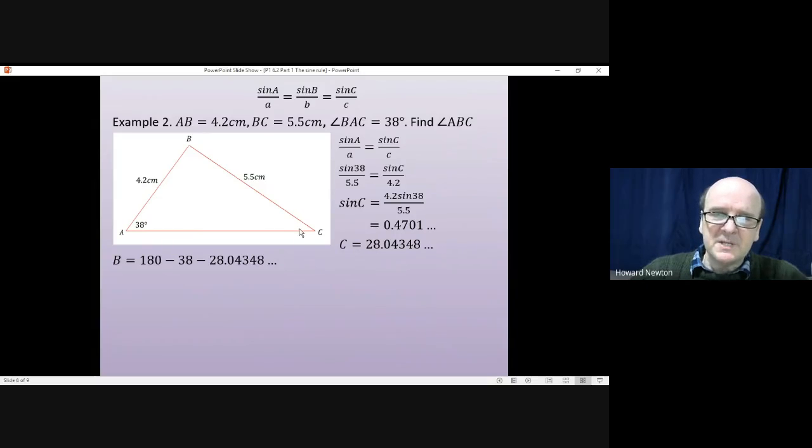So we found angle C, we actually wanted angle B. That means angle B will equal 180 degrees, take away the other 2 angles. And as I say, I'll leave that unrounded for the moment. That gives you B is equal to 113.9565. And only at the very end will I round that to 114 degrees to 3 significant figures.